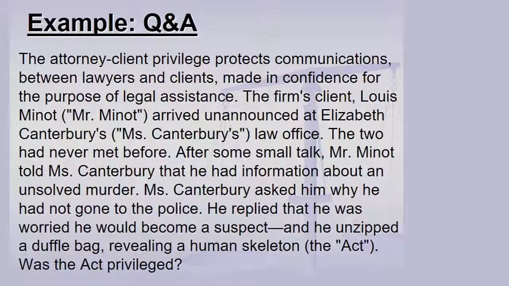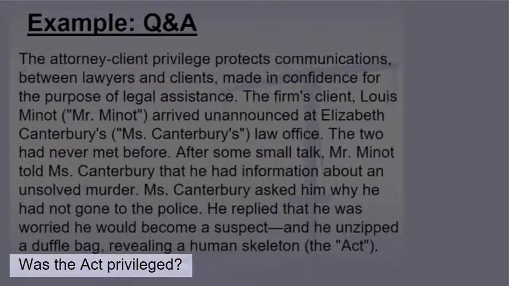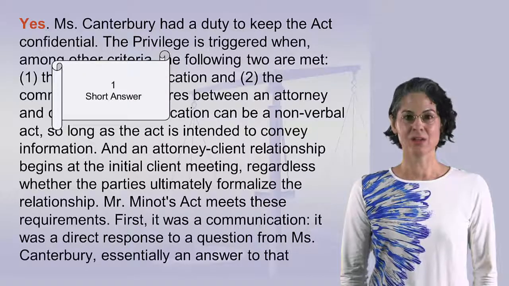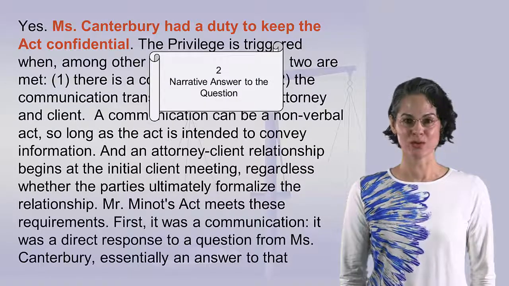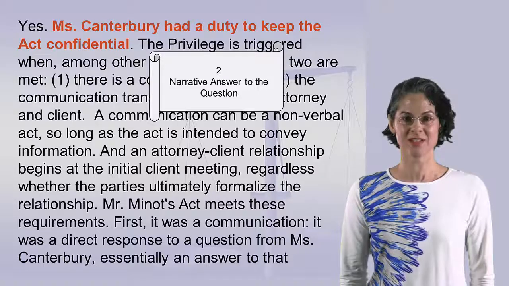Now let's take a look at a full question and a full answer and dissect each part of the latter. This example is again from the model memo, and it's covered in the workbook, so I'll go through it pretty quickly here. Take a look first at the question section. The last part of the syllogism is the question, was the act privileged? Part 1 of the answer, as you know, is a short answer. Part 2 of the answer, as you also know, is a short narrative sentence answering the question.